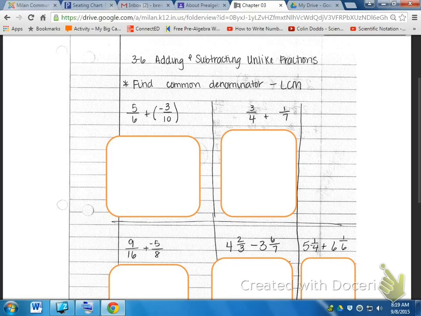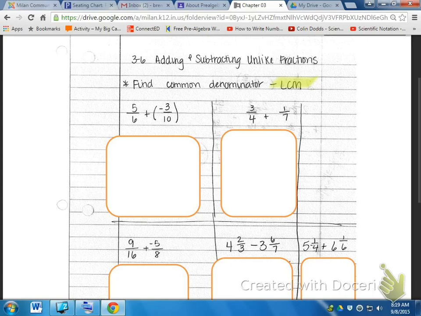Lesson 3.6, adding and subtracting unlike fractions. So we have already covered adding and subtracting like fractions, and we were told that you had to have a common denominator. Well, with these being unlike, that means that they don't already have a common denominator. You'll have to rewrite the fractions first, and you want to use, like it says, the least common multiple for your common denominator.